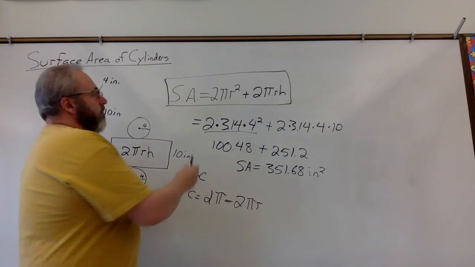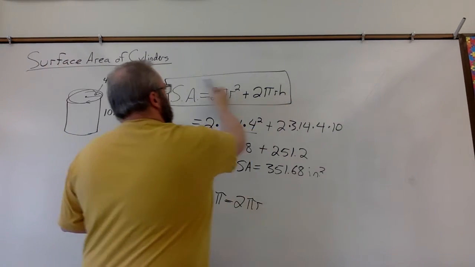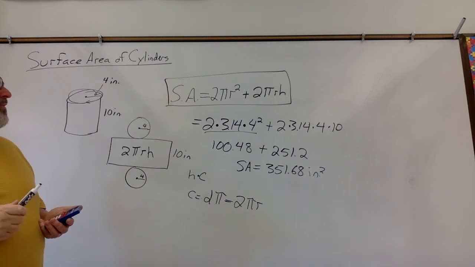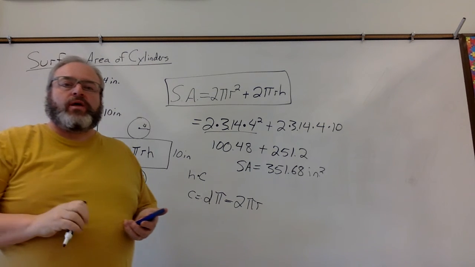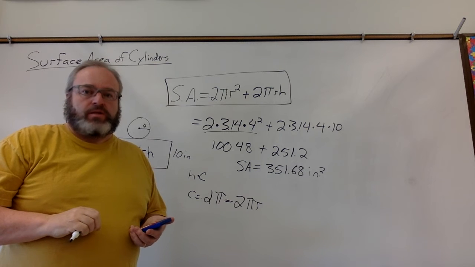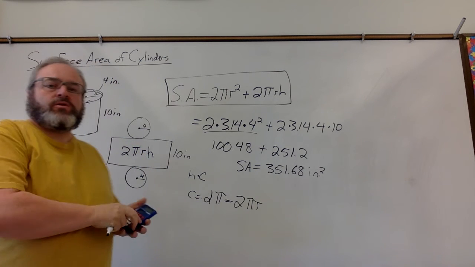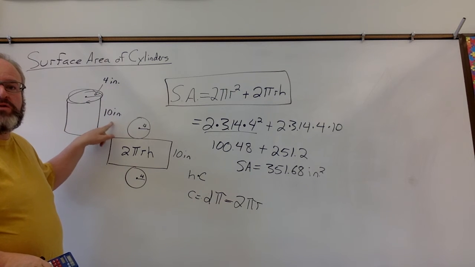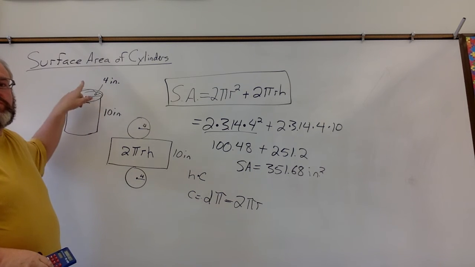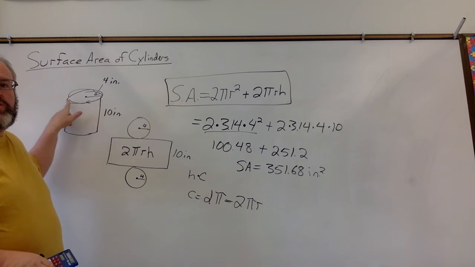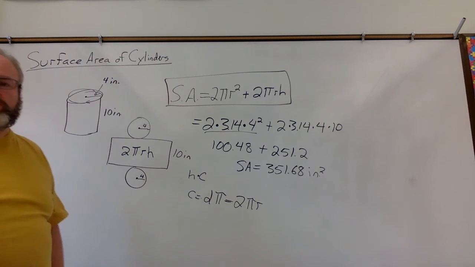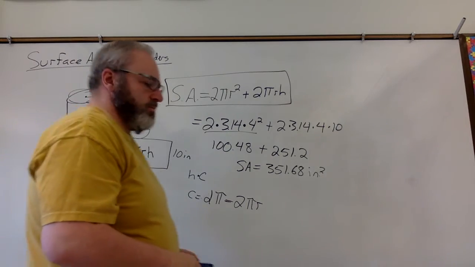Okay, so this is your formula to find the surface area of a cylinder. It is a little complicated, but you really only need two measurements. You need your radius and you need your height. Please be careful, some of your examples may have diameter, so divide it in half to get your radius. Okay, let's do one more example.